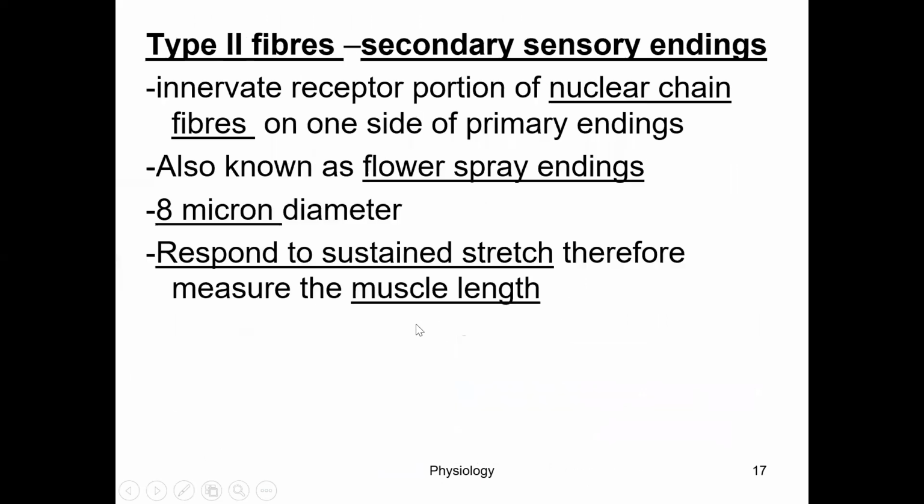Now next, the type 2 fiber, also called secondary sensory endings, innervates the receptor portion of nuclear chain fibers. It is called the secondary sensory ending, also known as flower spray ending, having a diameter of 8 micron, responding to sustained stretch, and therefore measuring the muscle length. So that is called the type 2 fiber.